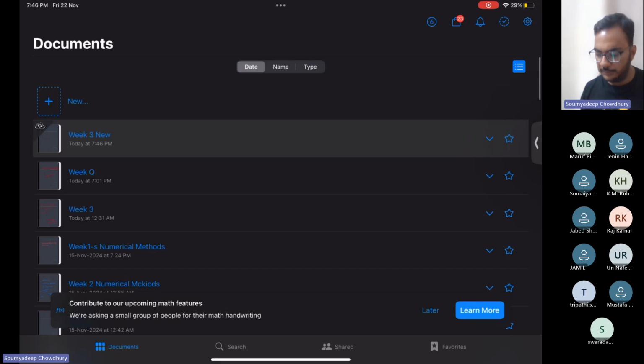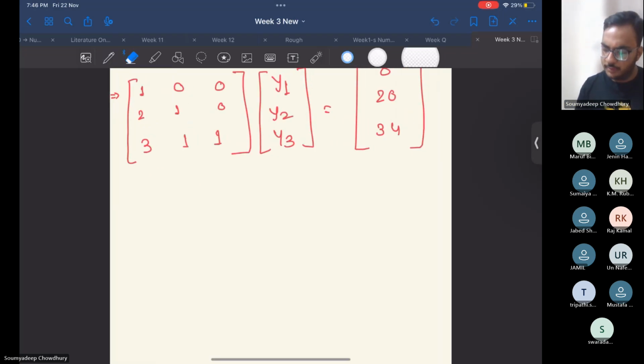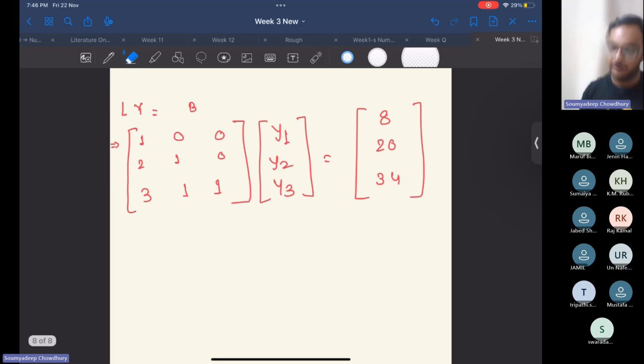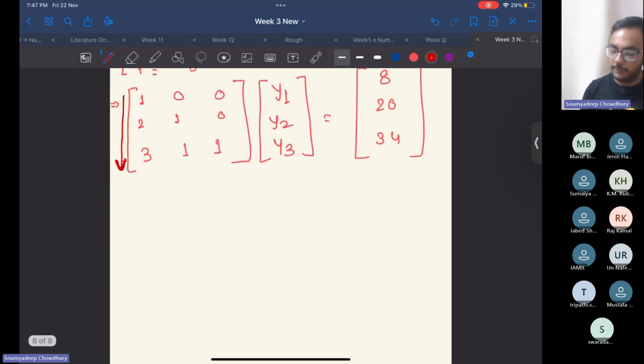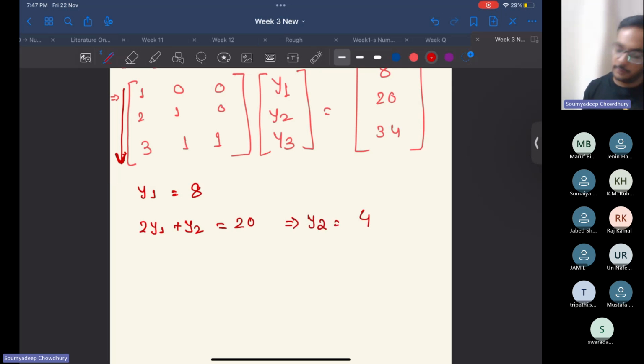So how do we do that? This is a lower triangular matrix. So what we have to do here is forward substitution. That is, from the top we have to start and then go down. So first row, if I multiply with this column vector, we get y1 equals 8. Then from the second row, 2y1 plus y2 equals 20. From this, if we substitute, y2 will be equal to 4.